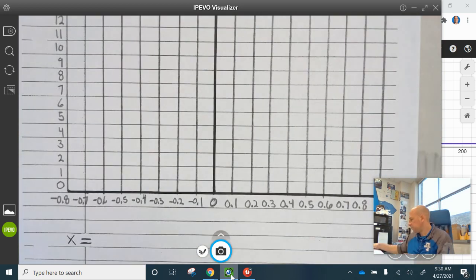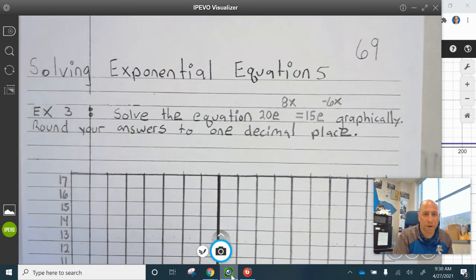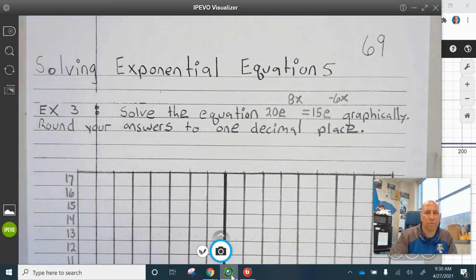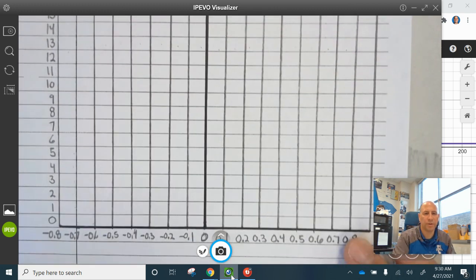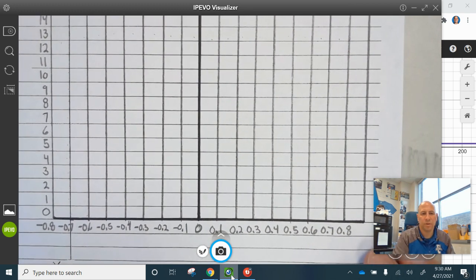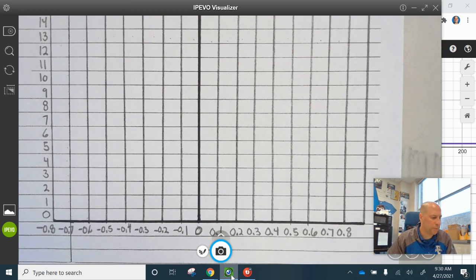All right, example 3. Solve the equation 20e to the 8x equals 15e to the negative 6x graphically. Round your answer to one decimal place. All right, so first, let me give you a chance to update your graph on your paper.